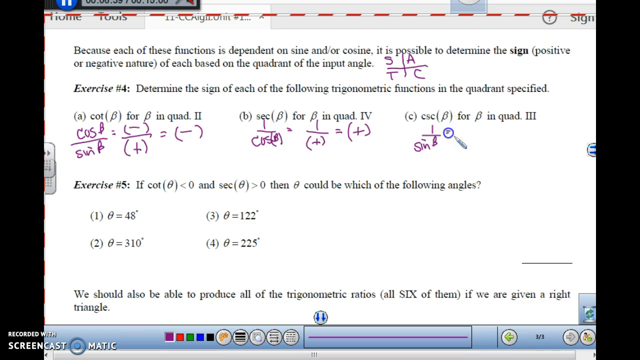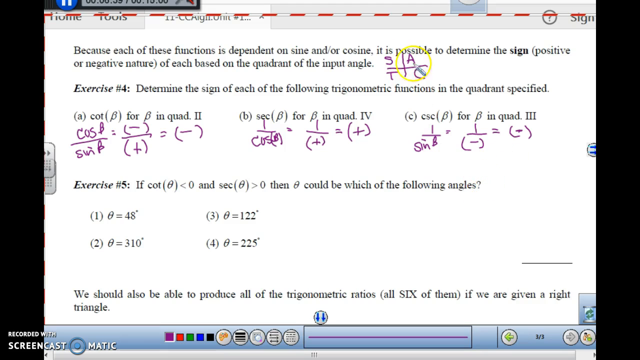So it's 1 over sine beta. All right, so it's going to be 1 over, what is sine in the third quadrant? It would be negative. So it's 1 over a negative. 1 divided by a negative will be a negative. So it's going to be negative in the third quadrant.